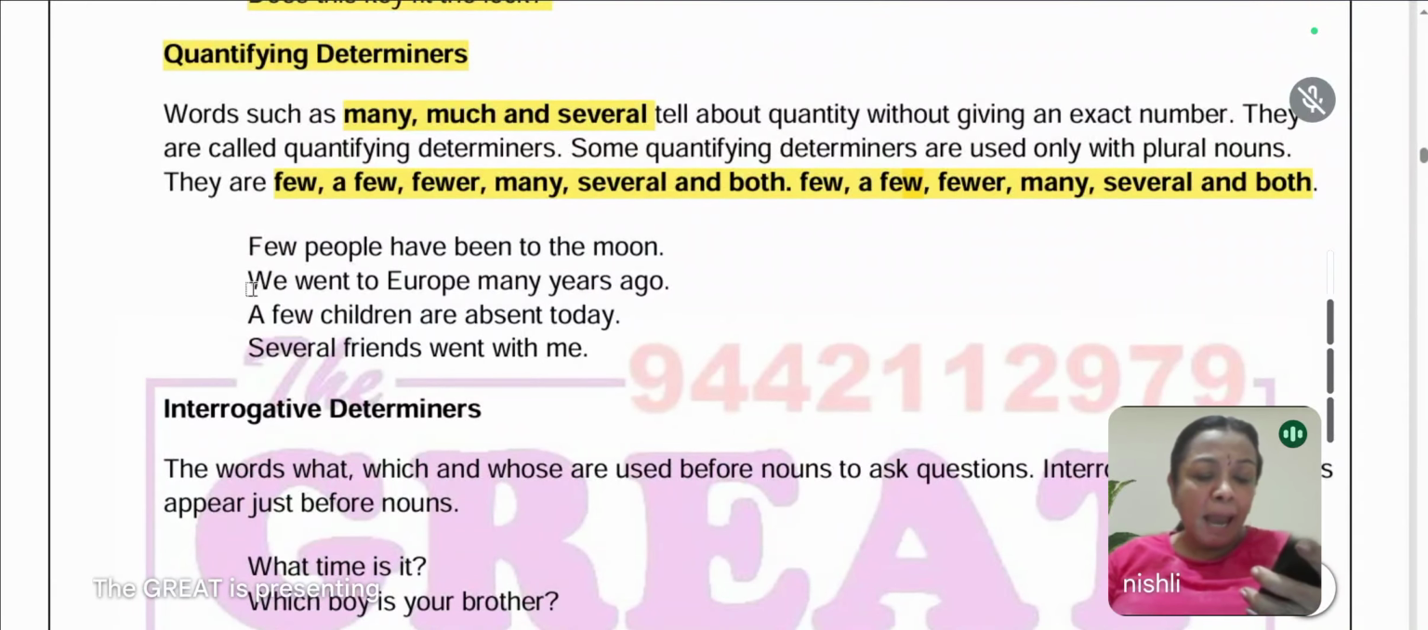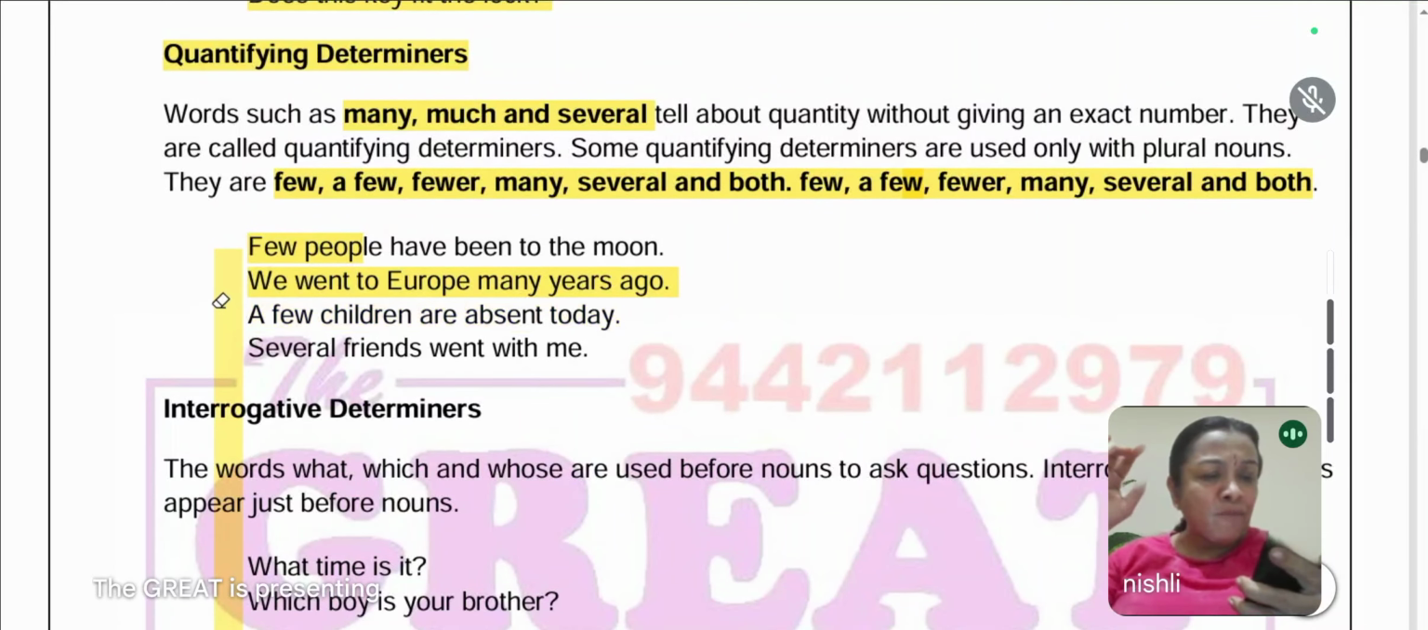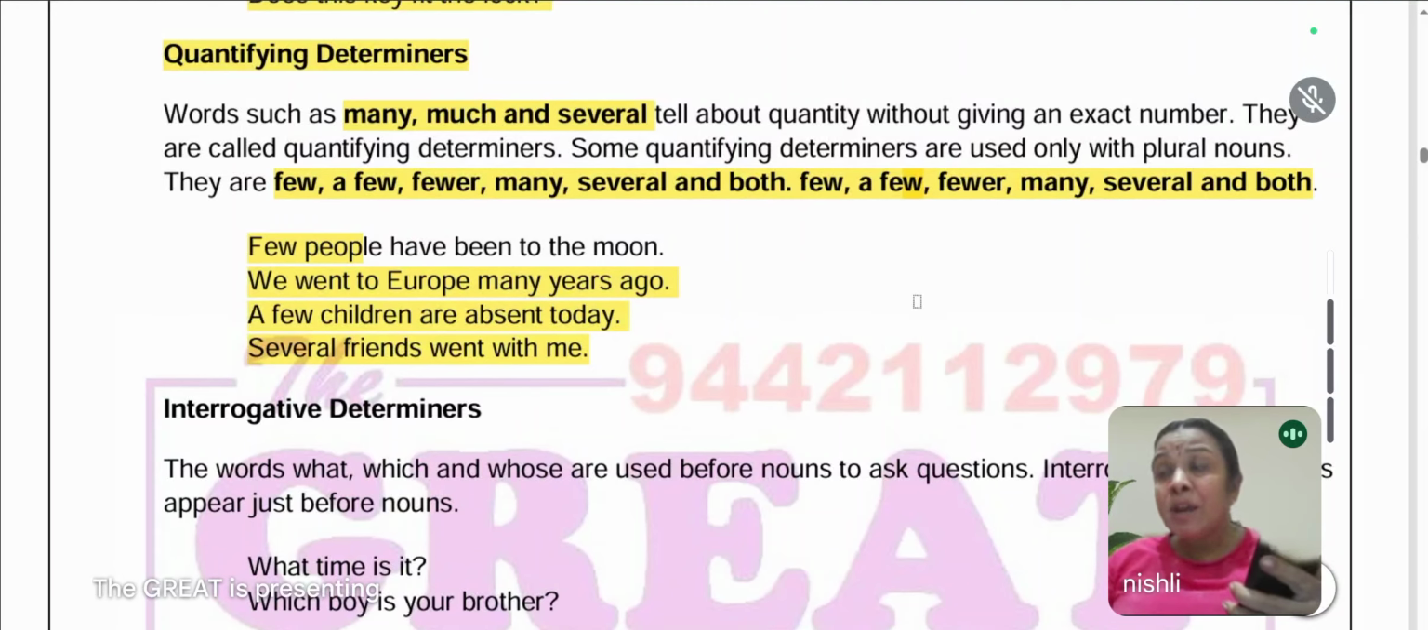A few children are absent today. Again, few. Then, we went to Europe many years ago. So we are pointing out how many years ago we went. Then, several friends went with me. Several refers to a particular quantity of people. A few children are absent today. We are referring to the quantity of a few children, not many, not too little. A few children, one or two. So it refers to the amount of people in a classroom.